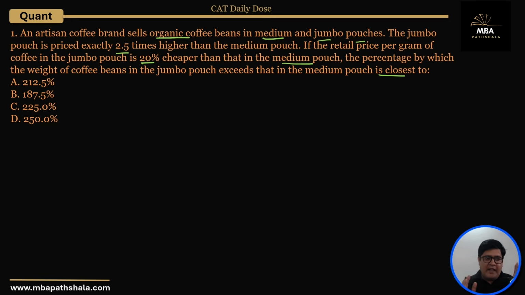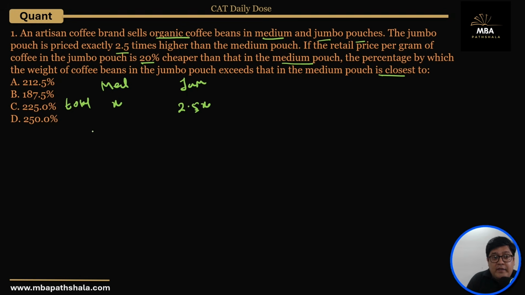So what I understand so far is I need to work with two kinds of pouches, medium and jumbo. There's a link between their total price. There's a link between their price per gram. The question is, by what percentage is the weight of beans in jumbo pouch more than the medium pouch? So let us start framing the solution. I have medium pouch, I have jumbo pouch. If I talk about total amount, if this is X, then the jumbo one is 2.5x, 2.5 times the cheaper one.